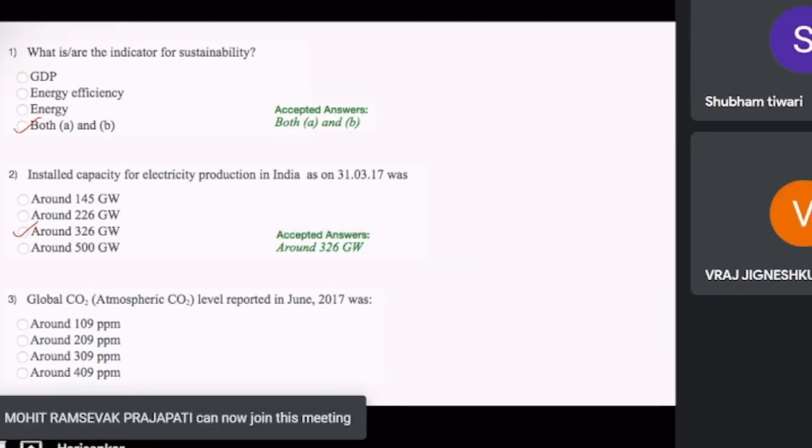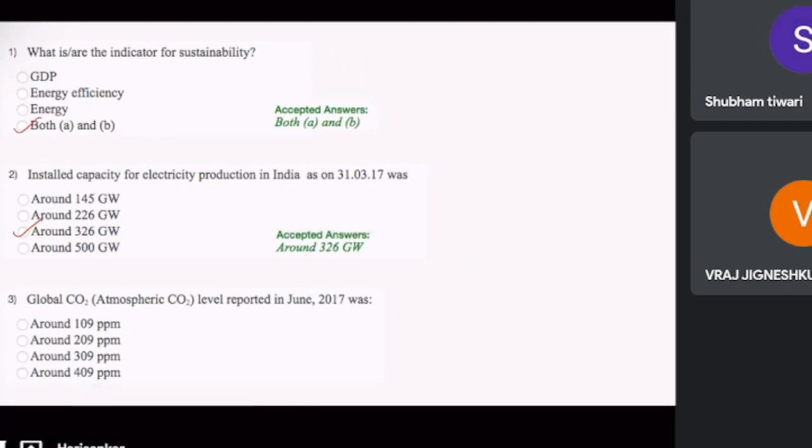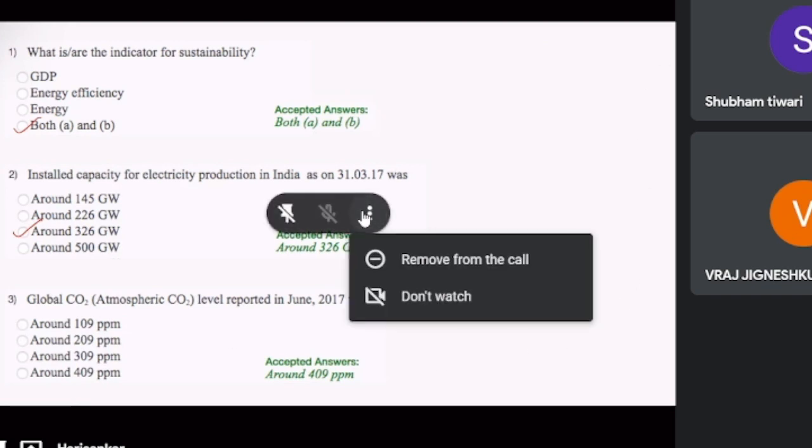Okay. What was the global atmospheric carbon dioxide level reported in June 2017? Okay, close, but it is actually option C. Okay, even I was wrong. It's option D. My bad.